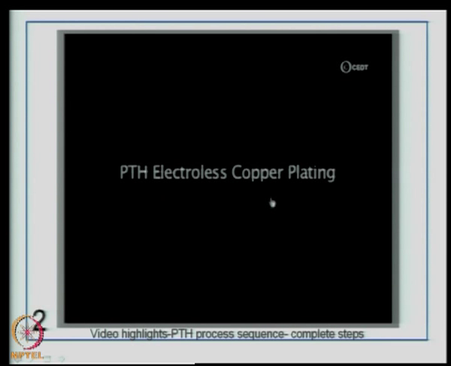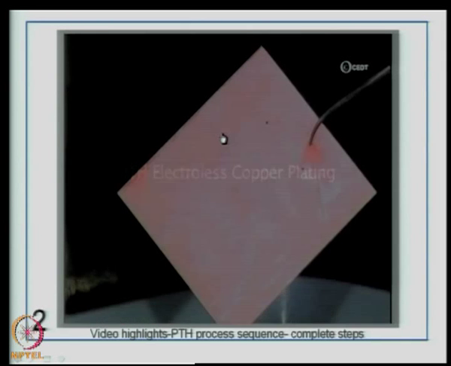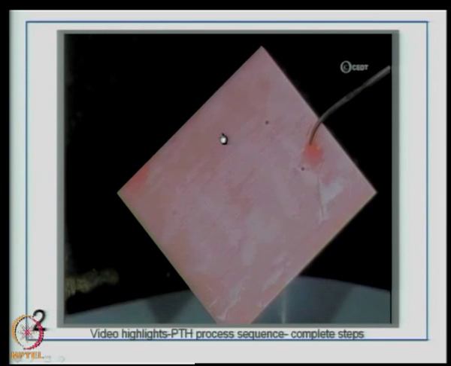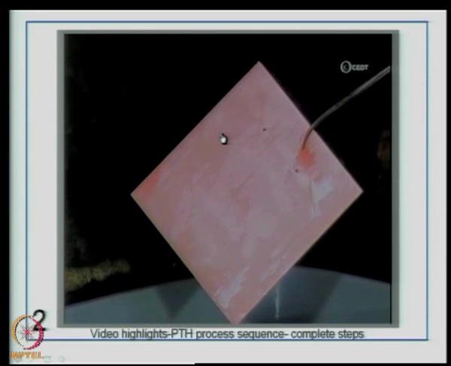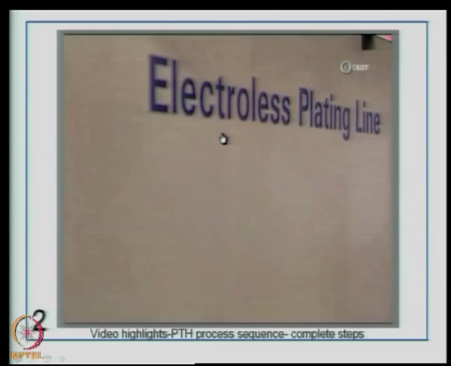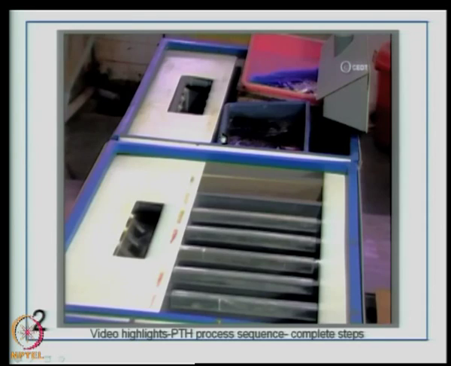Now, if you want to do electroless copper, this is a very essential step. Whether you want to go for pattern plating or panel plating, you will have to do electroless copper. What are the process steps? Watch this video carefully to understand the electroless plating process in much detail.